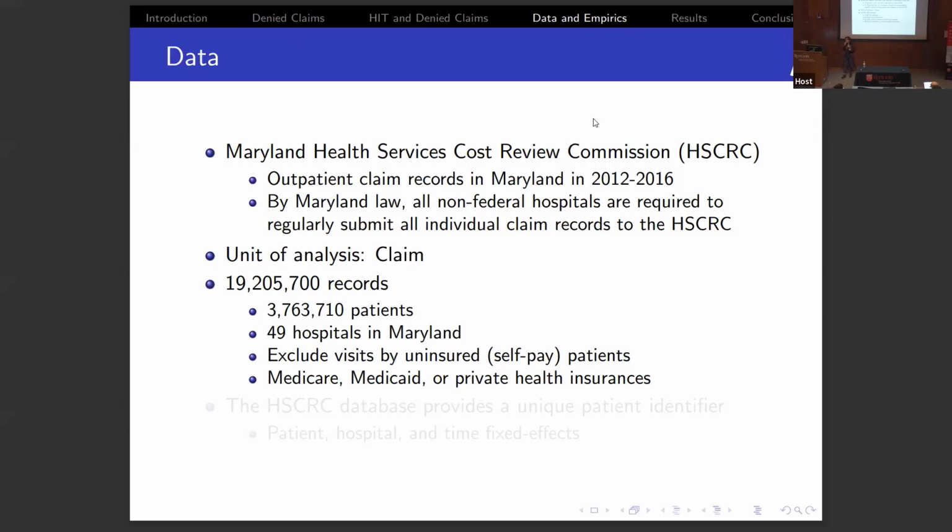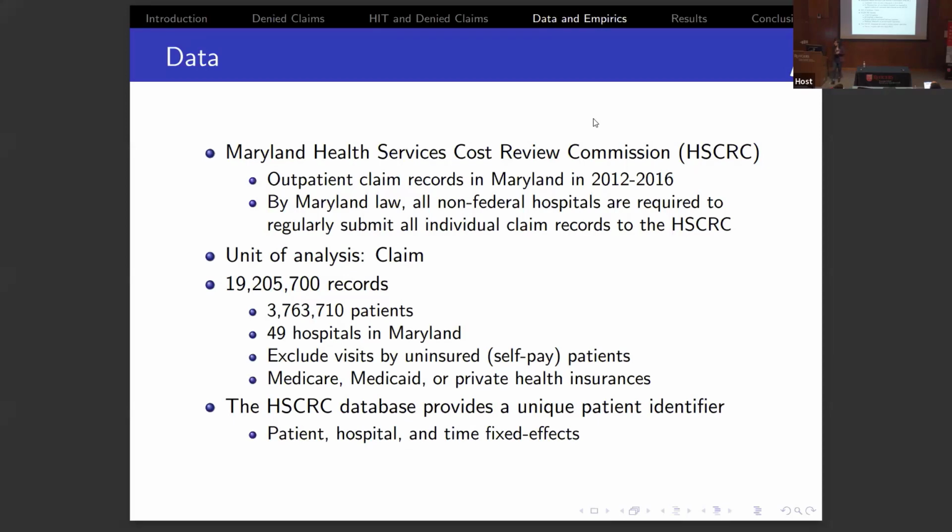So we drop the uninsured patients, and we have patients who are insured by Medicare, Medicaid, or a private health insurance company. We control for this factor because there is a host of papers looking into these claim denials and claim processing across these different insurers. They all have different standards, regulations, and coverages, and some of them are known to be more problematic or have a higher denial rate than the others. So we control for this important factor.